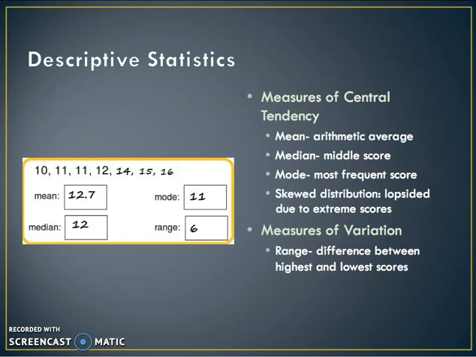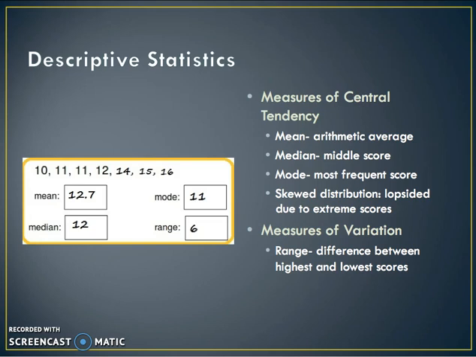So we'll start with descriptive statistics. Descriptive statistics are things that we use to look at different numbers. We take numbers and we look and see what they tell us. The first thing we look at are measures of central tendency. The first one is mean, or the arithmetic average. So what you do is you take all of the scores and you average them.